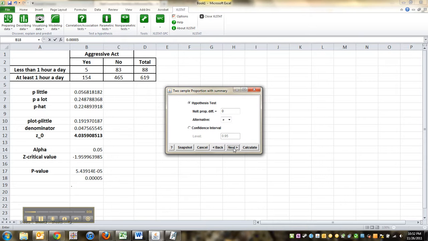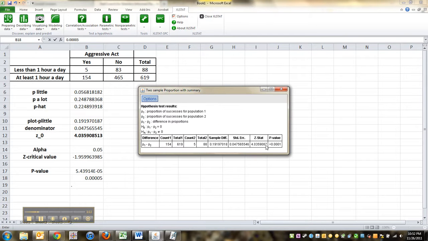Okay, so then next, we want to do a hypothesis test. We say that it's 0. We did a two-tailed test. I wonder how we're going to get confidence intervals. Worry about that later. Next, and calculate. And there it is. And hey, look, 4.0359, just like we said. And then the p-value is less than 0.0001, which makes sense because we found it to be 0.00005.